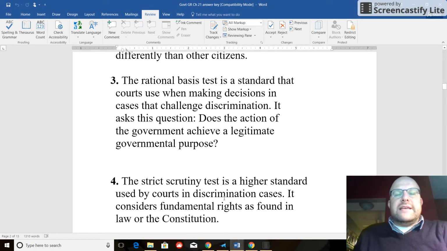With strict scrutiny, it's a little higher standard in discrimination cases. It involves fundamental rights as found in the law or the Constitution, usually dealing with a broader base of people such as race, ethnicity, people with disabilities, and so on. So you might want to pause here if you need to get those two down. I'm going to leave those up for a minute, but if you need to get them down, pause.